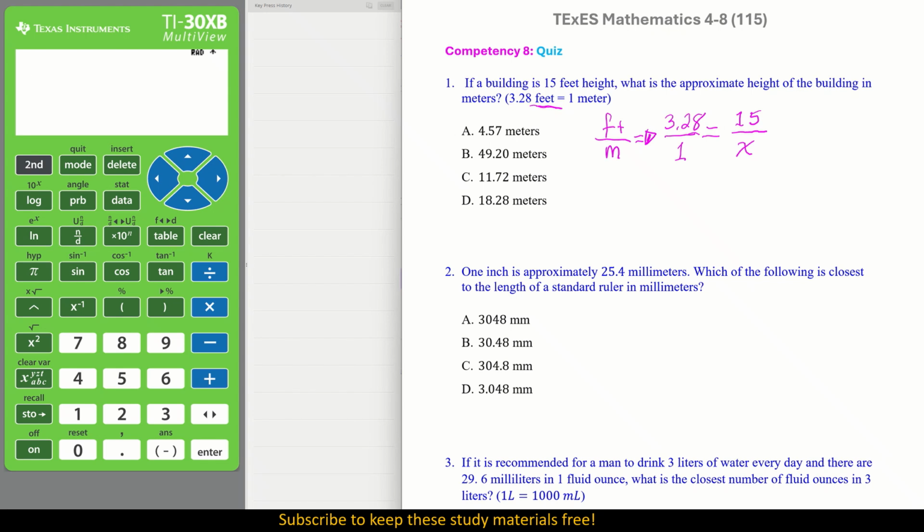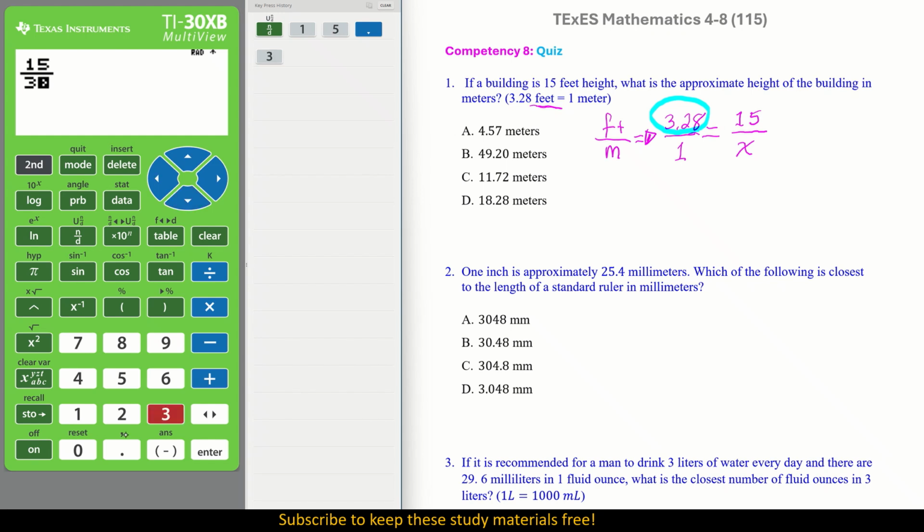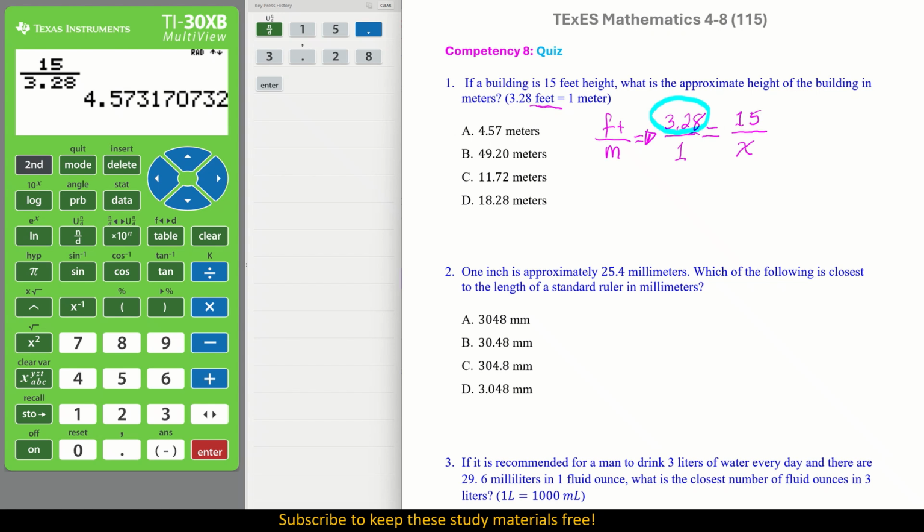Make sure that you see that the 3.28 is across from the x. So what are we going to do? Set up your fraction. And we need to say 1 times 15. Well, I'm just going to type in the 15. But I have circled what we divide by. Remember, you always divide by what's across from your x. So that's 3.28, enter, and there's a good decimal. And luckily, we have a very reasonable option.